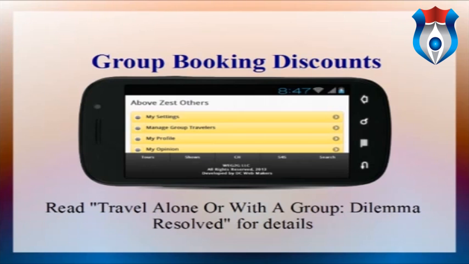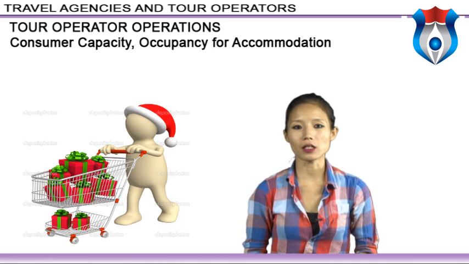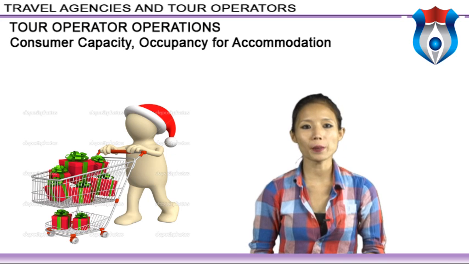Airlines and hotels always have special discounts for more than one person, for an entire group. So why can't a special discount be given from your tour operator? Consumer capacity. Occupancy for accommodation.